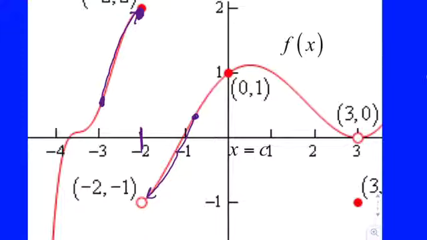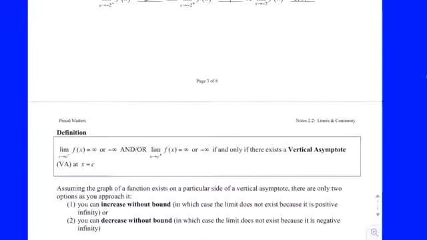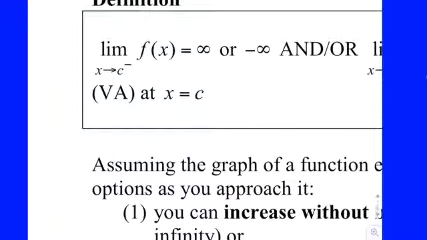So it doesn't matter what the function value is doing. When the limit from the left does not equal the limit from the right, the roads are not lining up, you have a jump each and every time. All right, let's go ahead and meet the last discontinuity and define it in terms of a limit.